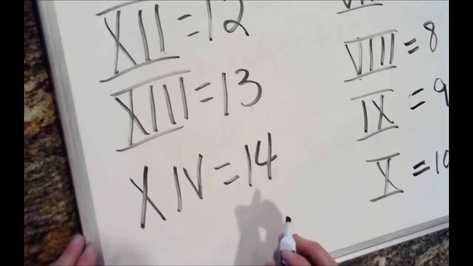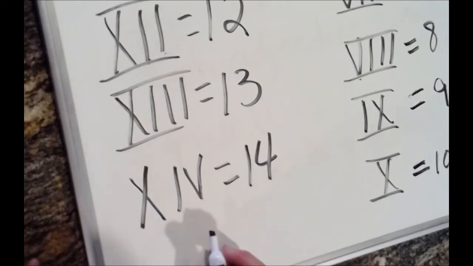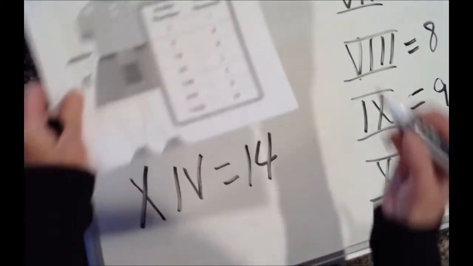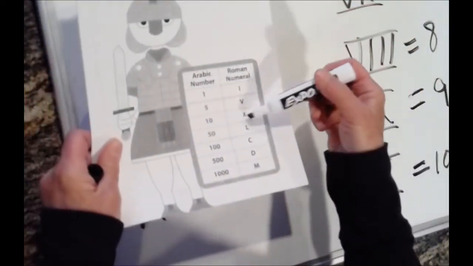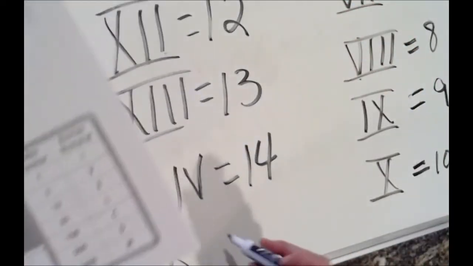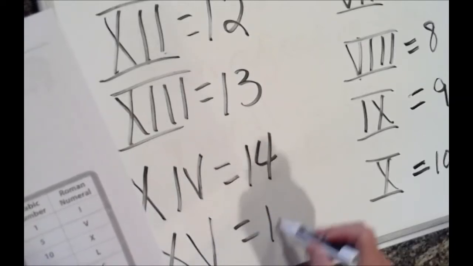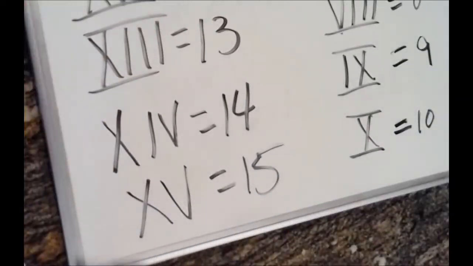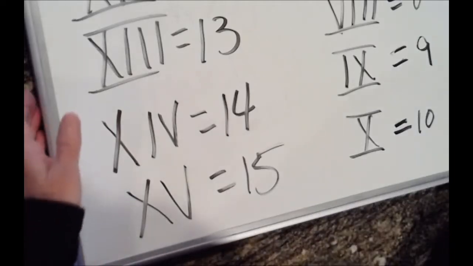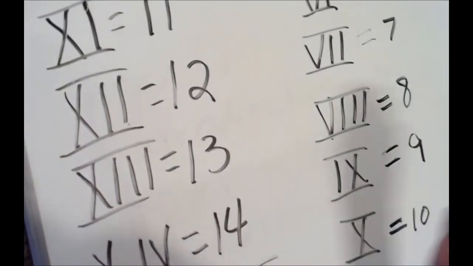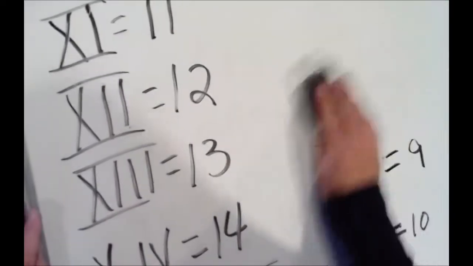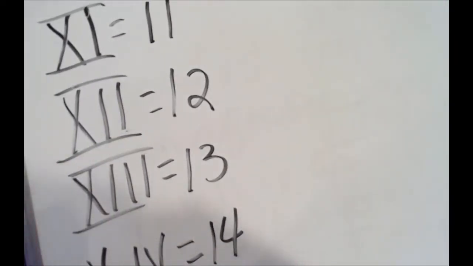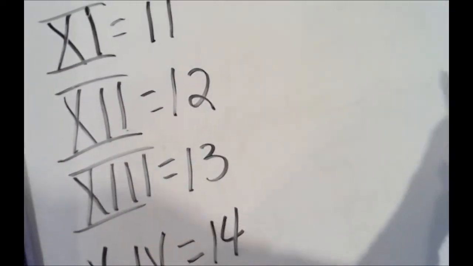And then, of course, what would 15 be? Well, the V is 5. And the X is 10. So 15 would be the X and the V. Okay? Now, again, it continues on pretty much the same way, not getting terribly more difficult than that until you get into the 50s and higher.